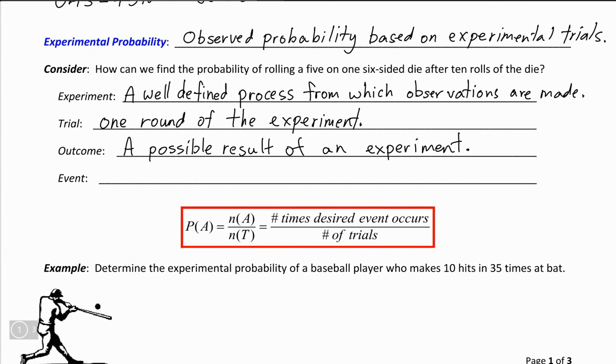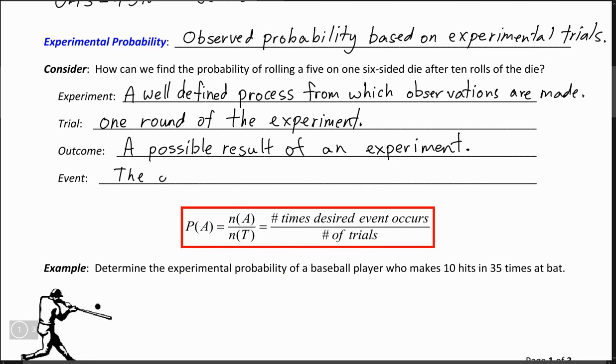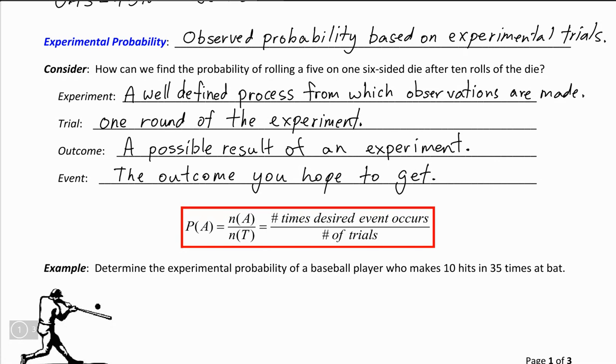Okay? And then we have the final term we need here for experimental probability, and that is event. An event is the outcome that we hope to get. So if you're rolling a die, and let's say they said you're going to win $10 if you roll a 5, the outcomes are 1, 2, 3, 4, and 5, but the event that we want, that we hope to get, is the rolling of a 5.